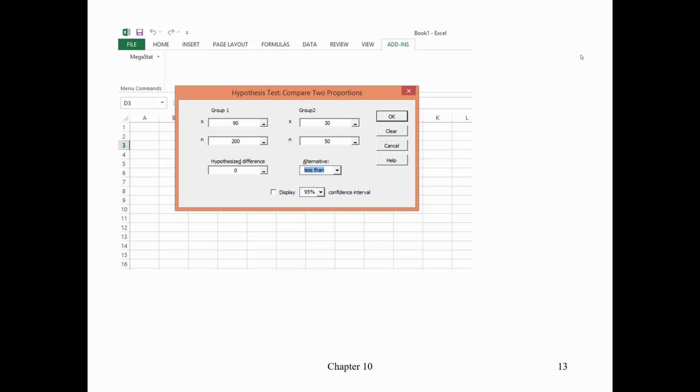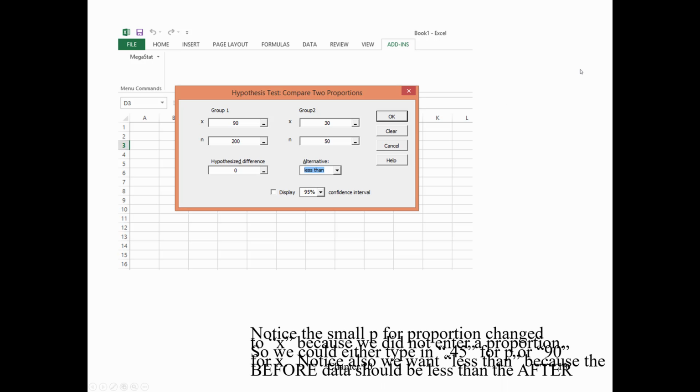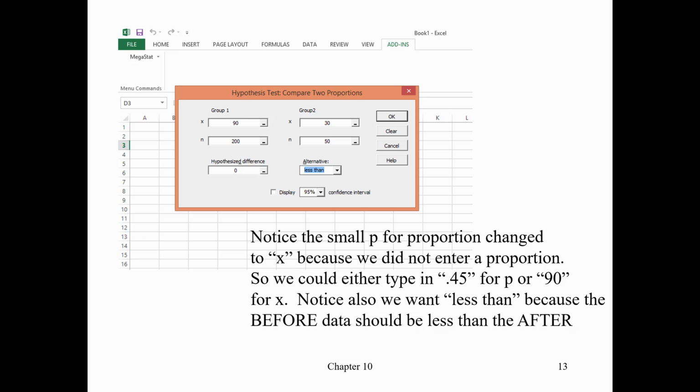number. For this class, you're only going to do a hypothesized difference of 0. It's not quite as common to actually choose a hypothesized difference. I'm not saying that, oh, it's gone up by 10%. I'm just wanting to know if it's statistically significantly higher for group 2. And we can keep the confidence level at 95. Okay, notice the small p for proportion changed to x because we didn't enter a proportion. So for this type of problem, I'm given x and n, the number of people out of 200. So I don't have to type in the 0.45 or the 0.6. I can just do the 90 out of 200 and the 30 out of 50.